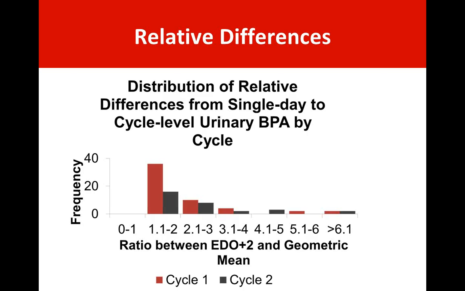The reds are from cycle 1 and the blacks are from cycle 2. And so for most people, the ratio between that single day and the geometric mean is between 1 to 2, okay? Probably not that big of a difference, but there are some people in the 2 to 3 or 3 to 4 or 5 to 6 or even more than 6-fold difference, okay?